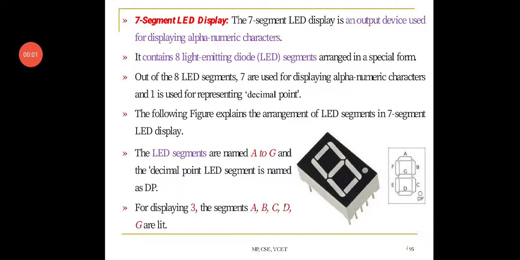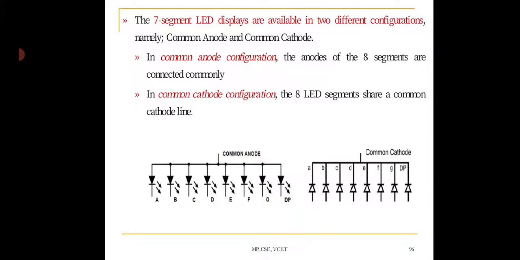Dear students, last class we studied about 7 segment LED display. Here, if you observe this, 7 segment LED displays are available in two different configurations, common anode and common cathode.